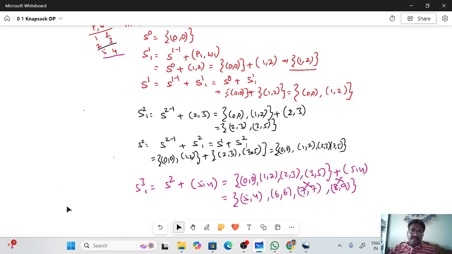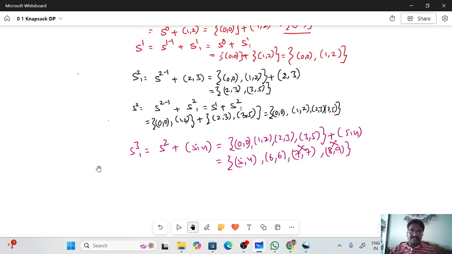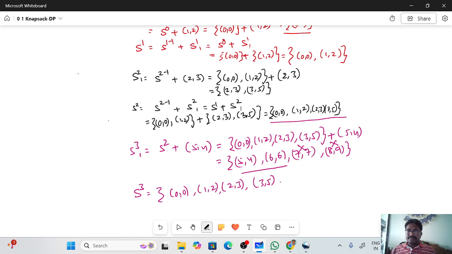Now I try to merge. Now I try to find the S3 set, the final set. We have the 3 items only, so the final set is S3. What is the S3 set? The earlier set, this one, merged with these two. So I am going to write directly 0 0, 1 2, 2 3, 3 5, 5 4, 6 6.